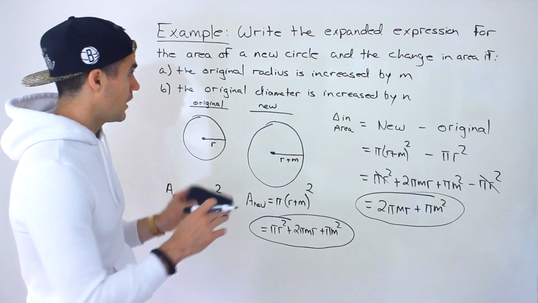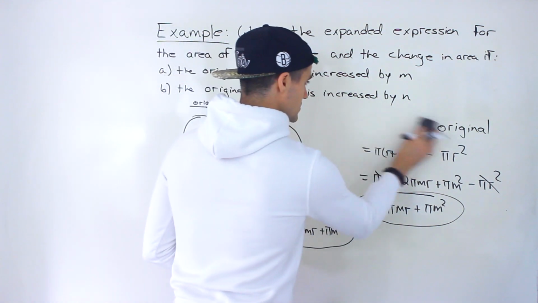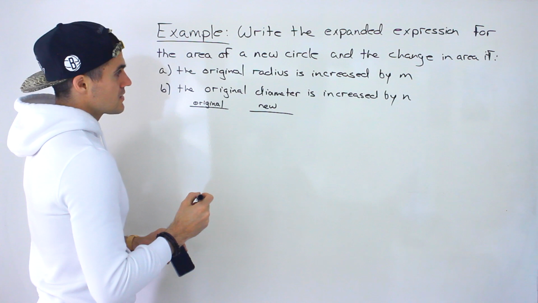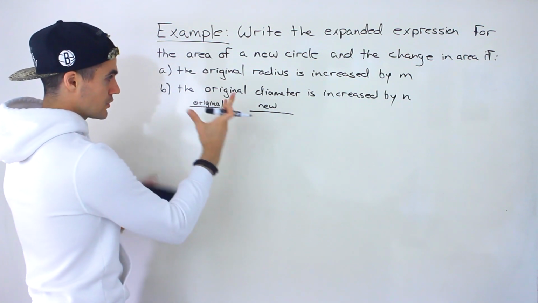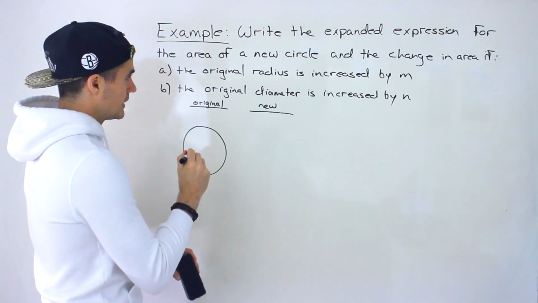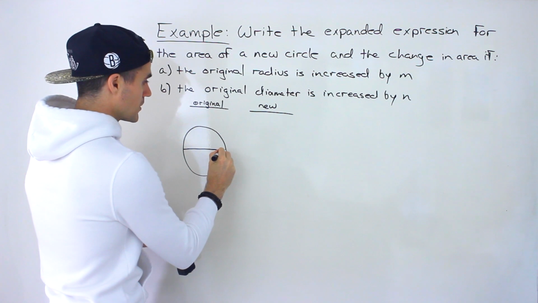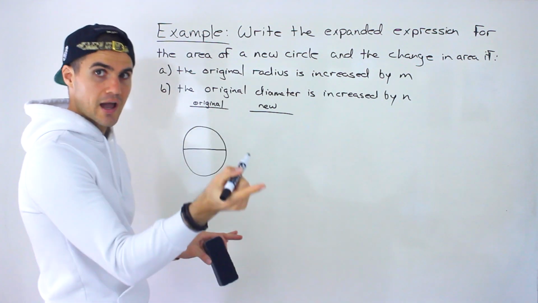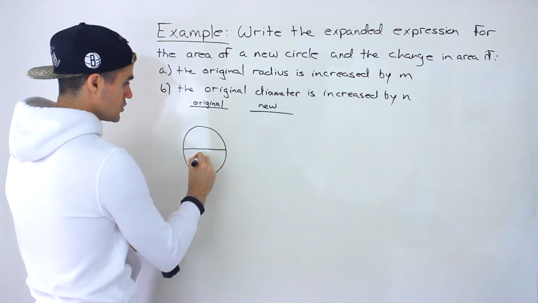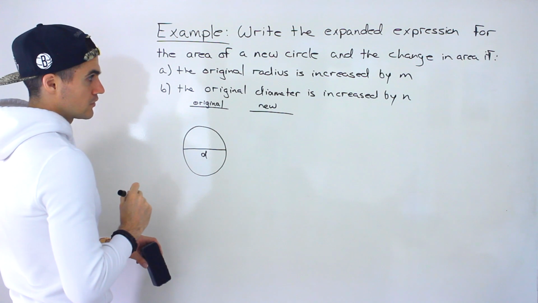We're told that not the radius is increased this time, the diameter is increased by a value of n. So this one is actually going to be a little bit more tricky. So let's start off with diagrams. So we have an original circle, but now instead of talking about the radius, we're talking about the diameter, which is like 2 times the radius. Okay, so this original diameter, let's say it's a variable d over here.